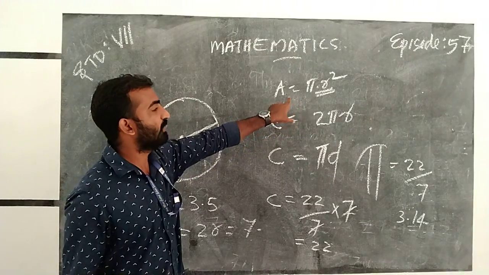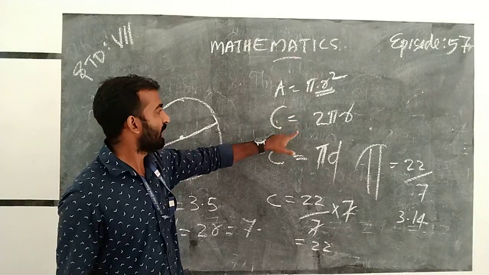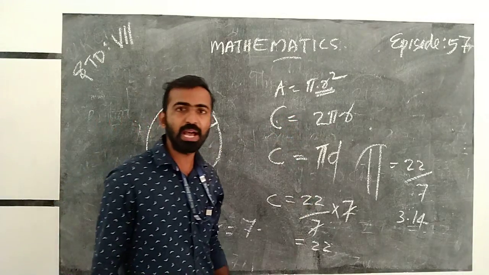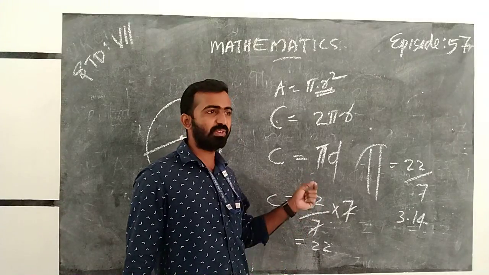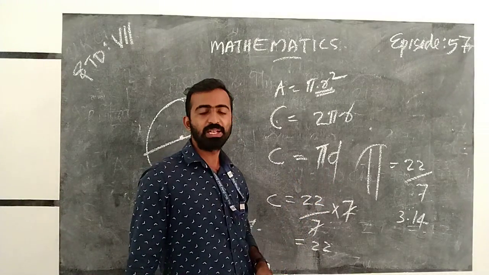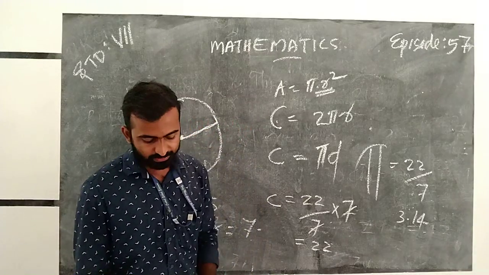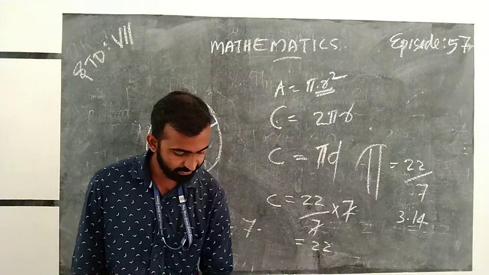We are studying the area of the circle, pi r square, and circumference is 2 pi r. If we are given the diameter, we take circumference as pi d.